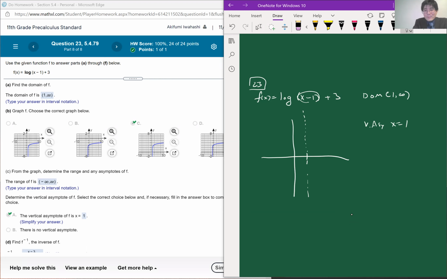When x is equal to 2, the log of 1 is 0, so it's going to be 3. And when x is, for example, 11, this becomes 1 plus 3, which is 4. So the graph looks like this. Although it's going up very, very slowly, the range is all real numbers.